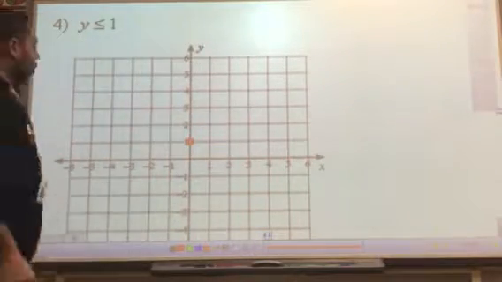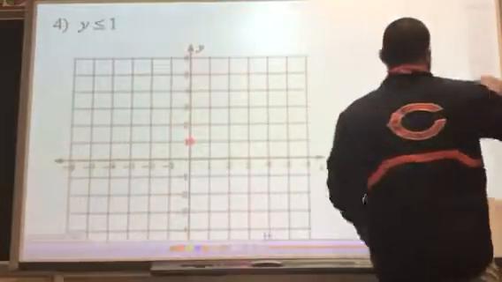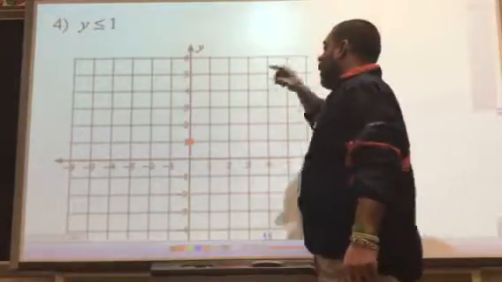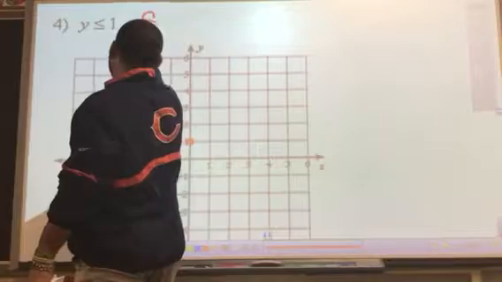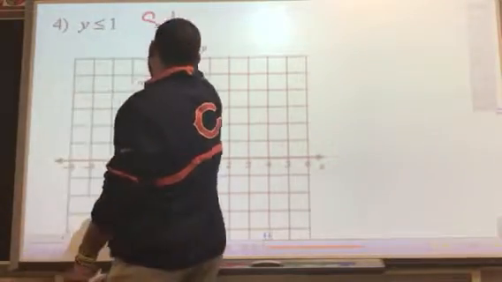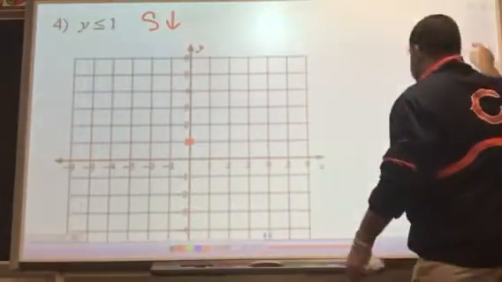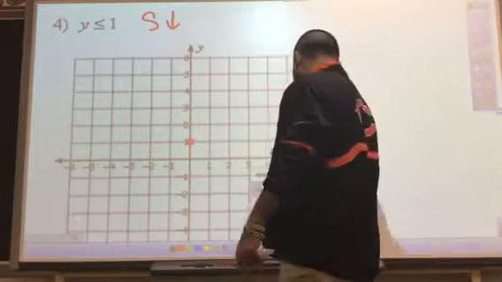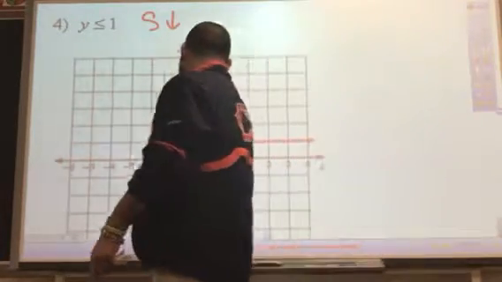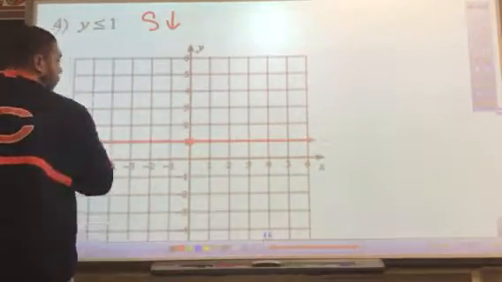Okay, and then I have to draw my zero slope in this particular one. Now this is going to be a solid line because it's got the or equal to part. I would be shading down. Trying to make sure I do my zero slope right through there.